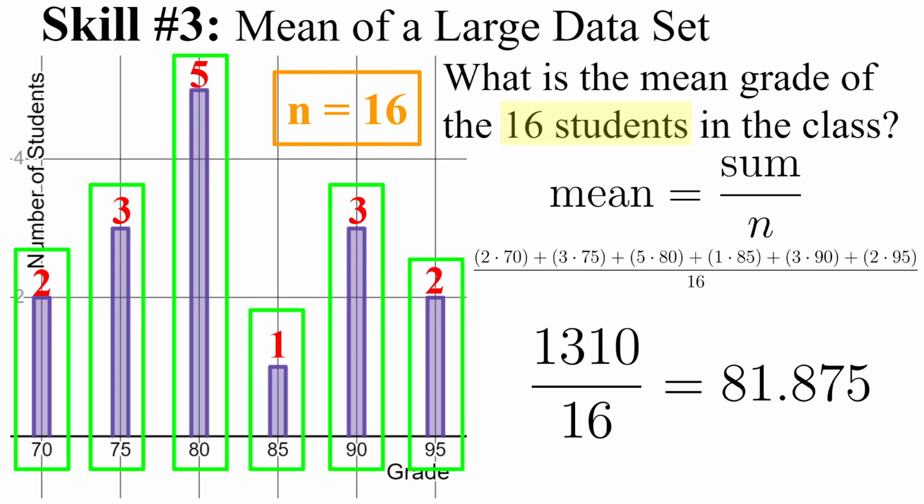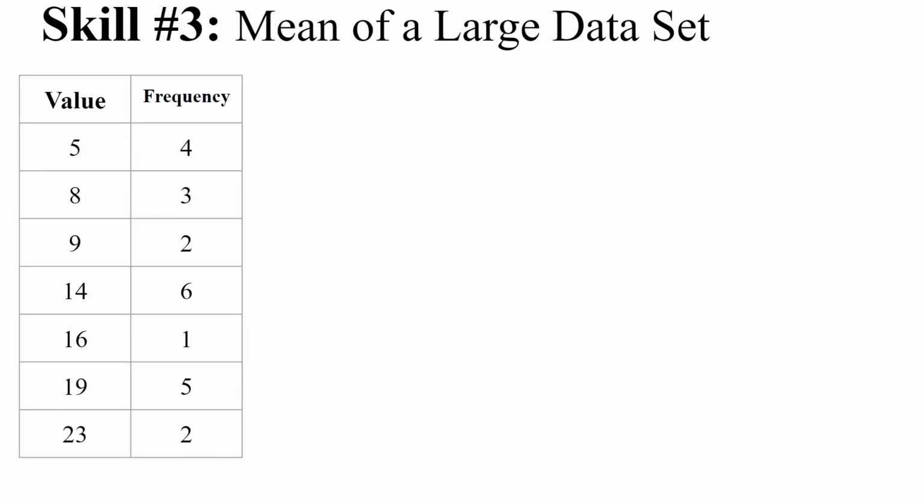So you see, you just multiply, add, multiply, add, multiply, add. We're basically finding the areas of the bars. Okay, now we'll do the mean of a frequency table.